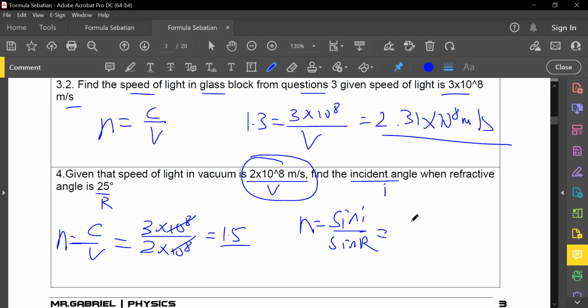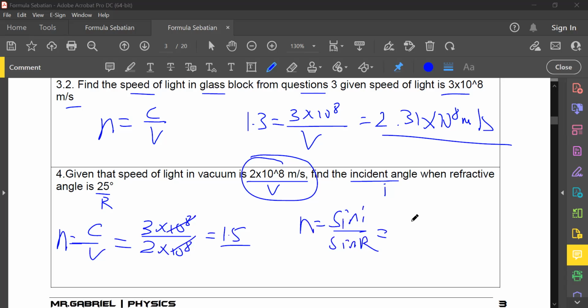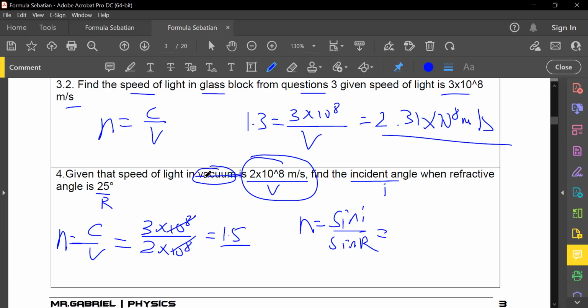Oh yeah, I think this should be in the medium, not vacuum. My bad. Thanks for the correction, Raj. That is very sharp of you.